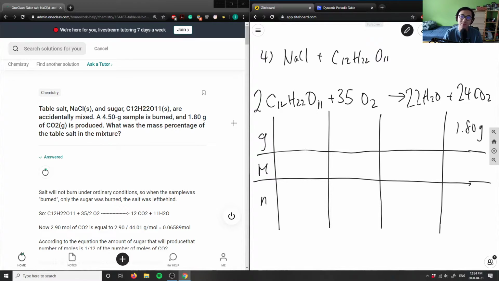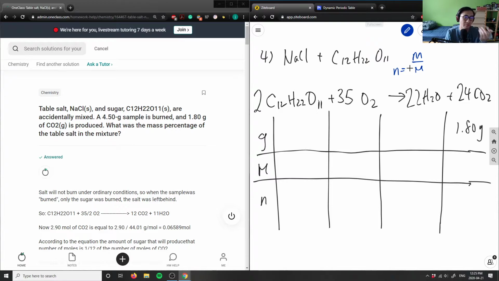So what we have to figure out first is the molar mass of this CO2. In order to do that, the equation would be, I'll write this in blue, moles equals mass over molar mass.